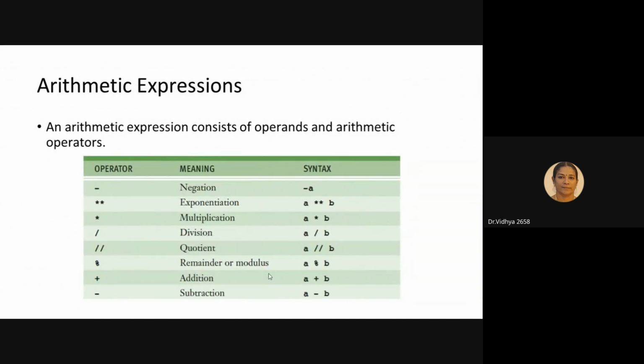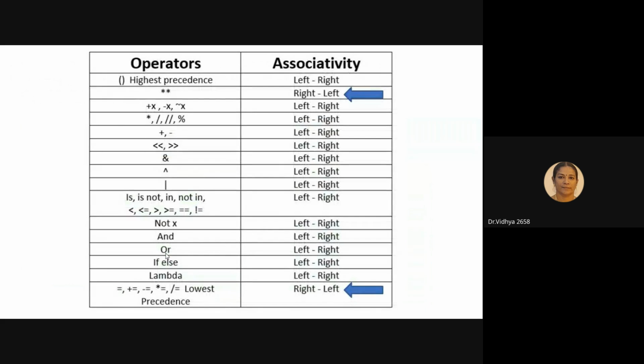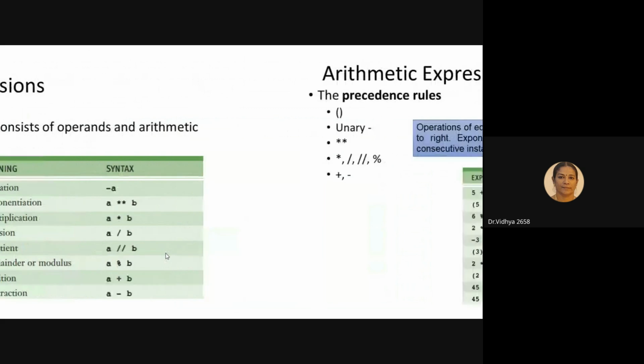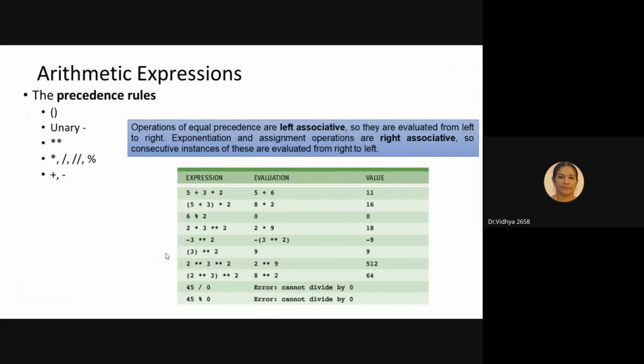Then in expressions, we have different types, such as arithmetic expressions. Arithmetic expressions consist of all kinds of arithmetic operators, as denoted here: negation, exponentiation, where the double star is exponentiation and the single star means multiplication, then division, quotient, remainder or modulus, then addition as well as subtraction. These are some of the arithmetic expressions given here.